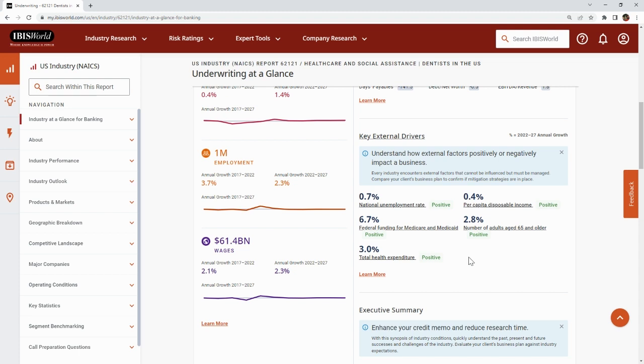The next area is the key external drivers. And it actually marks you if it's a positive driver or a negative driver on the industry. And this is really helpful when pricing a loan and determining a risk premium. Key external drivers are going to vary, but things like exchange rates, commodity prices, consumer attitudes are all measured here, just to name a few.